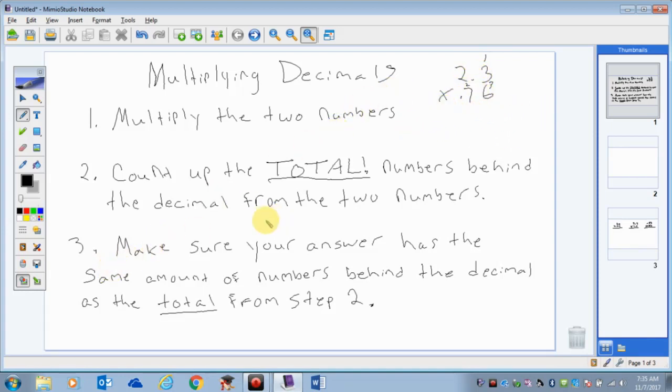Alright, third, make sure your answer has the same amount of numbers behind the decimal as the total from step 2. If the decimal is in the wrong place, you will get the question wrong. There's no easy way around that. It just is what it is. You have to remember that step. Everything else is just regular multiplication.